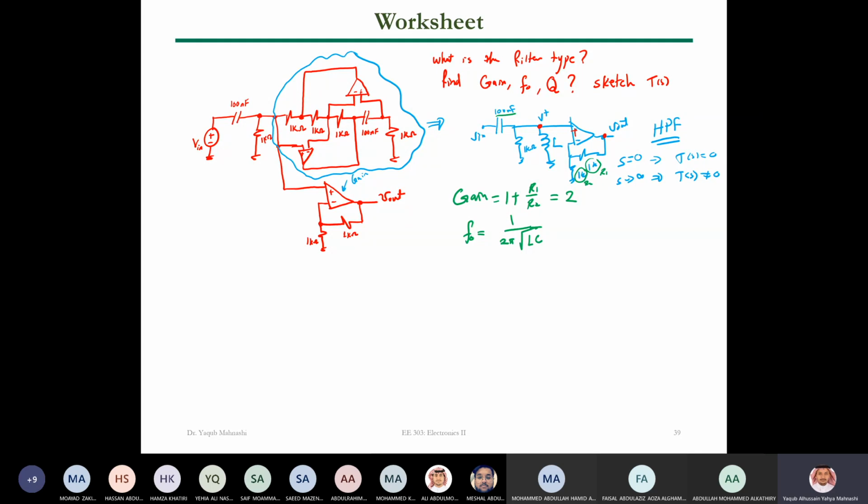Okay, what do you think about the inductance here? It should be 1K times 1K times 100 microfarad. Exactly. Let's say, to make it easier to understand, the odd over the even.